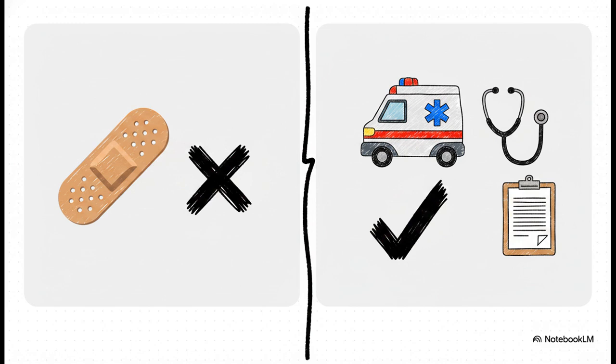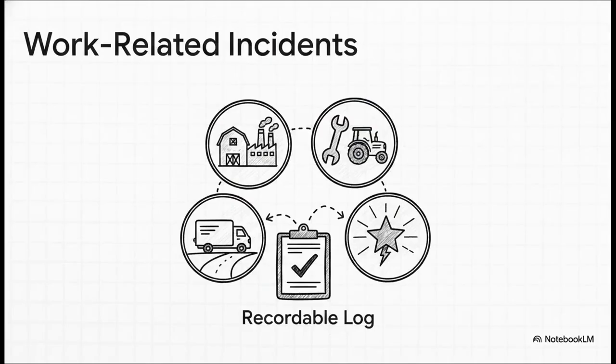But on the flip side, if the injury requires treatment beyond that basic first aid, or if a licensed physician actually diagnoses a significant injury or illness, boom, that absolutely crosses the line and becomes a recordable incident that you have to log. Plus, we've got to define what work-related actually means in the first place. An incident is only counted if it happens in the work environment or involves equipment used for the job. Interestingly, it even includes incidents that happen while traveling, as long as that travel is strictly for the employer.